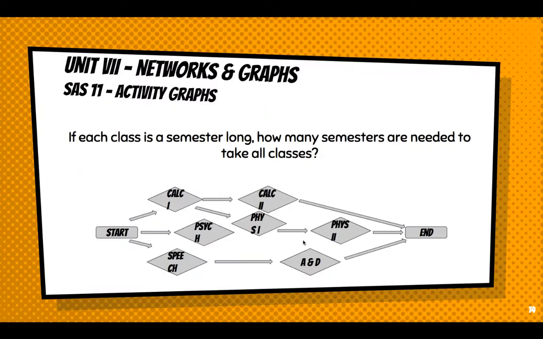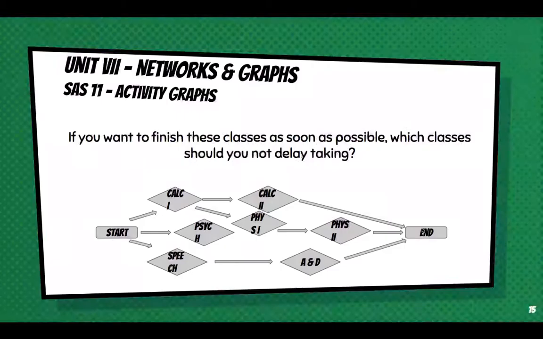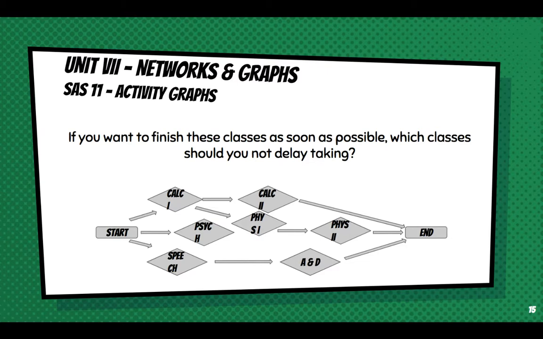If each class is a semester long, how many semesters are needed to take all classes? Okay, well, let's think about it. This path, Cal 1, Cal 2, is only 2 semesters. This path, psychology, is only 1 semester because it goes all the way to the end. This path, speech and A&D, is only 2 semesters. But this path, Cal 1, Physics 1, and Physics 2, is 3 semesters. So in order to finish all classes, how many semesters will it take? 3 semesters.